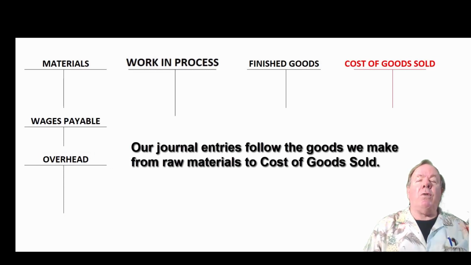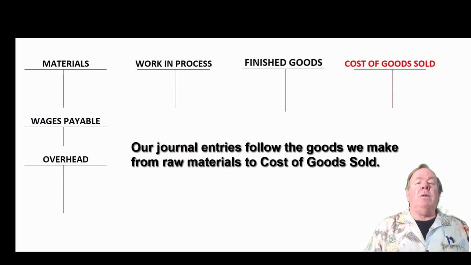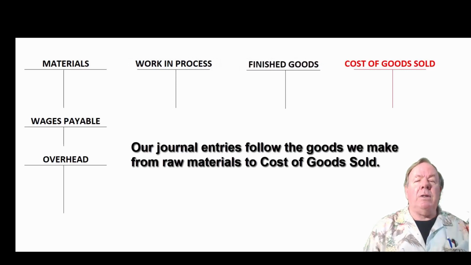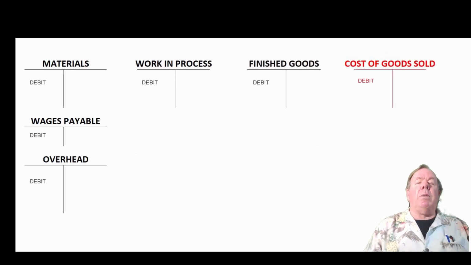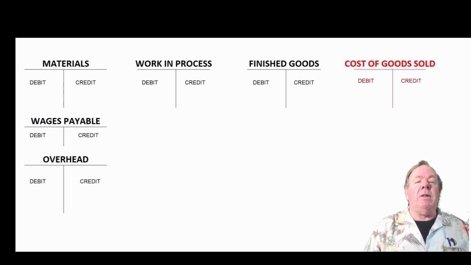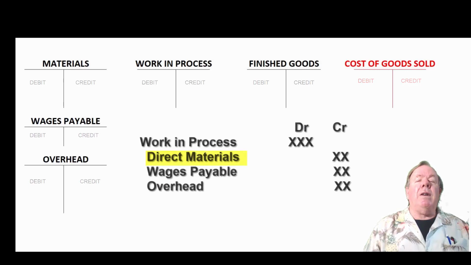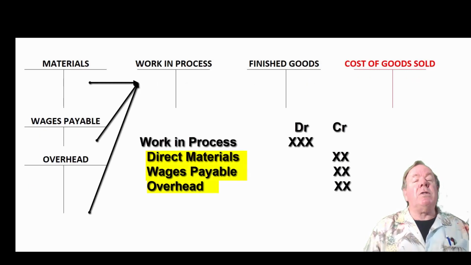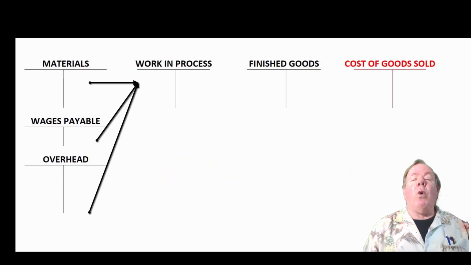And then once we finish working on it, our stuff moves into finished goods, where it sits until we sell it. So you remember our T accounts from financial accounting. The left-hand side is the debit, the right-hand side is the credit. So we're going to take materials, labor, and overhead, move those dollars into work in process, work on that stuff, convert those raw materials into something else.